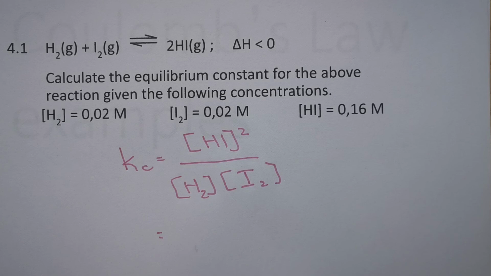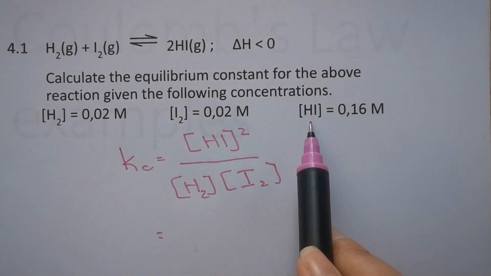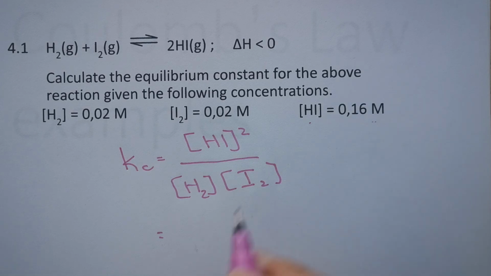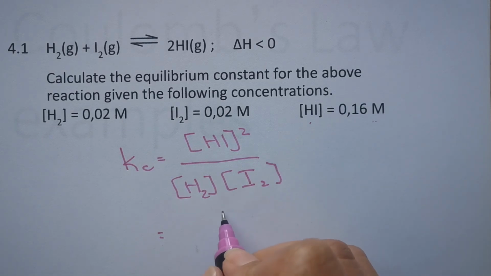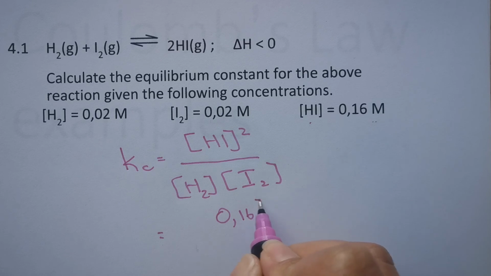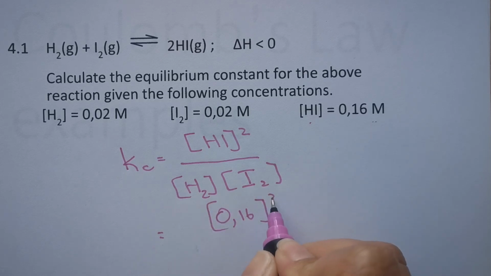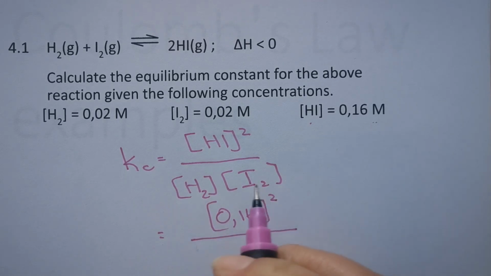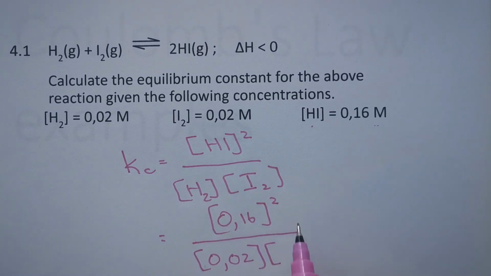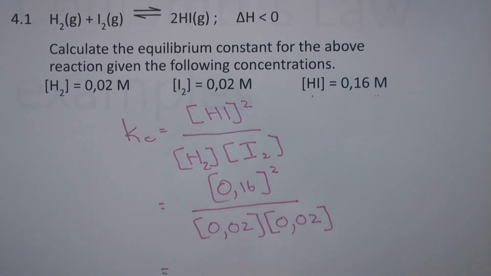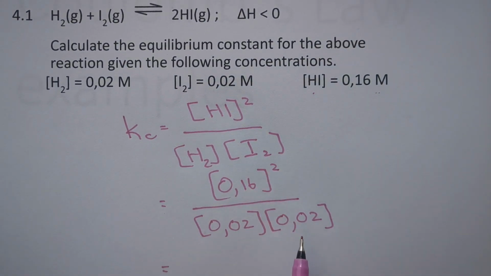Okay, I now have numbers that I can actually plug into this. So that's my product. HI is 0.16, and that's molar, which refers to a concentration, so it's 0.16 molar, squared, over the hydrogen. The concentration there is 0.02 molar, and then the concentration of my iodine is 0.02 molar as well. So we've taken the expression and we've plugged in the actual concentrations.